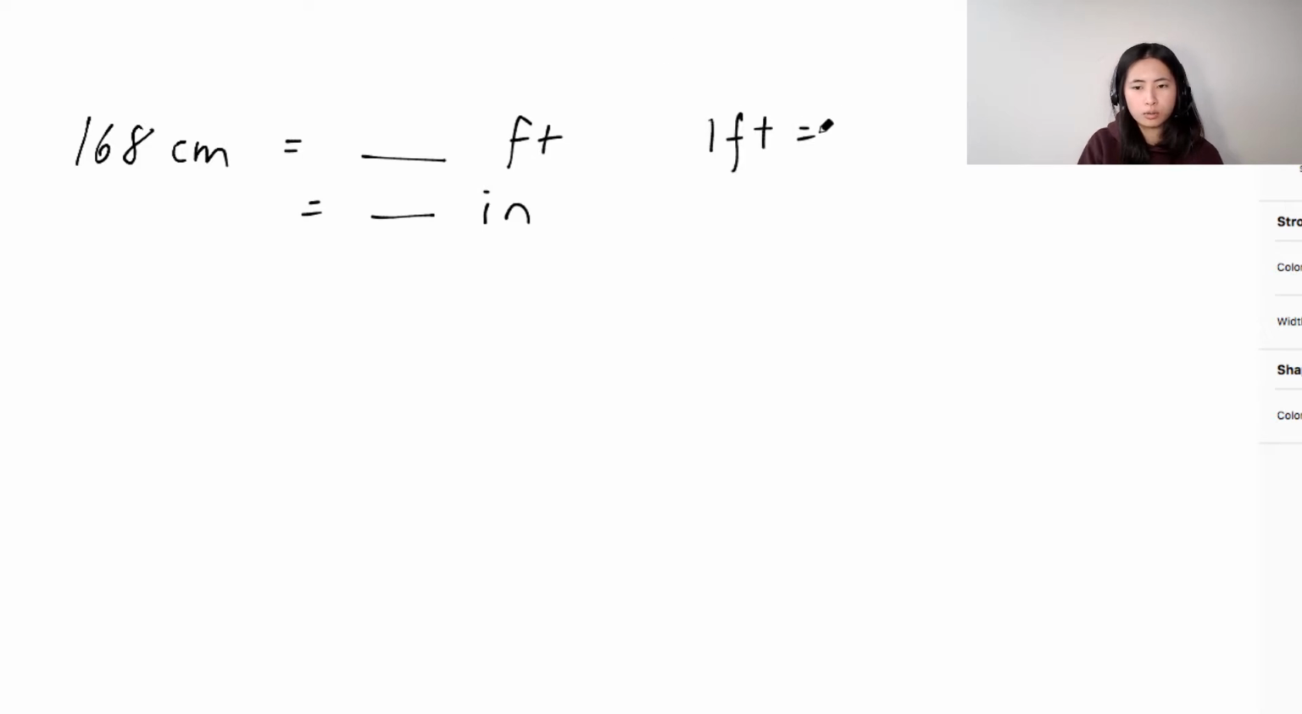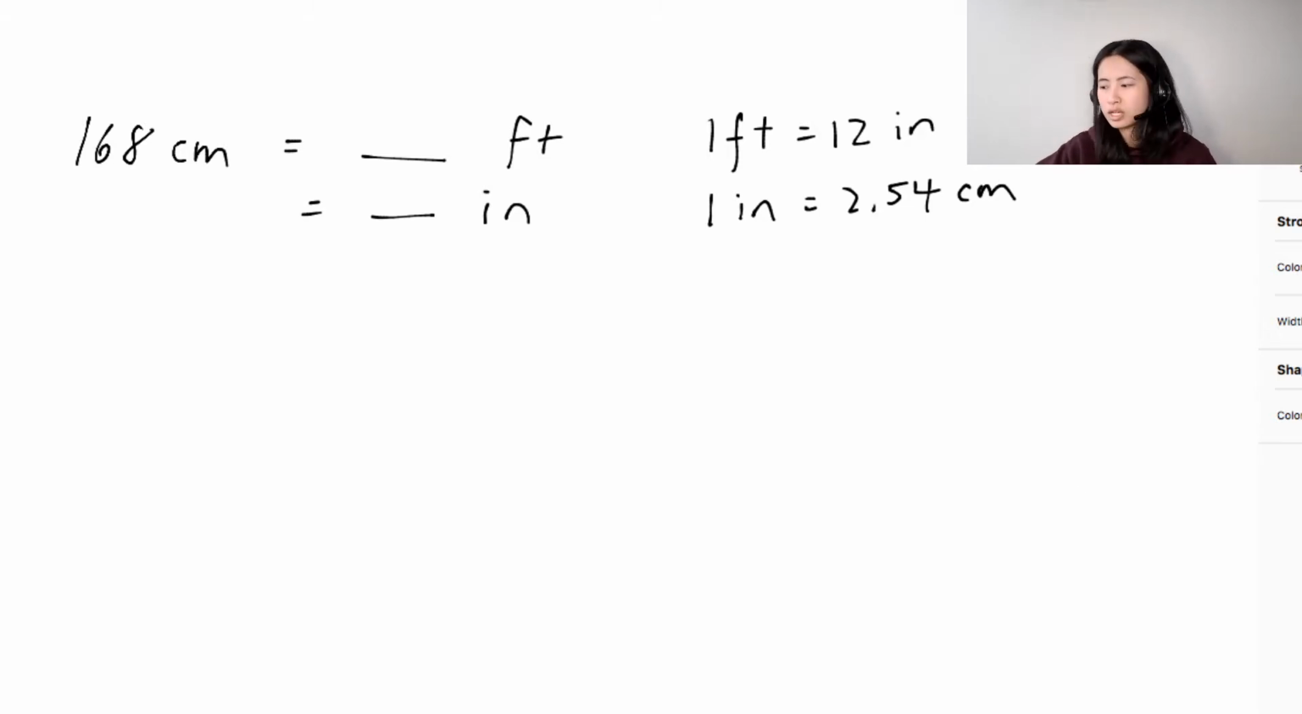So we need to convert 168 centimeters into feet and inches. Okay, so we know that 1 foot is 12 inches, and then we know that an inch is basically 2.54 centimeters. So that's based on the table that they presented us. Again, I prefer if they would have shown us what the units are.